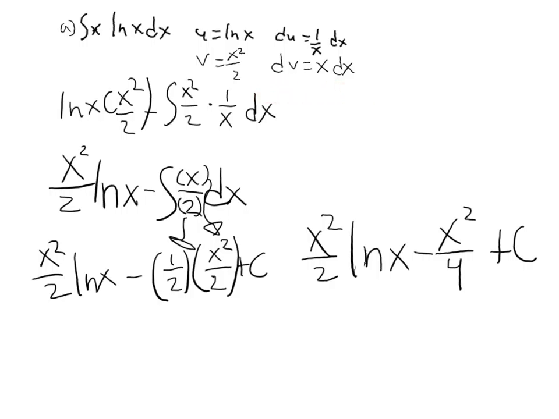And for dv, we'll choose x dx, so that translates to x squared over 2. This is the formula right here that you want to use: the integral of u dv equals uv minus the integral of v du. If you write it all out, this is what you get.